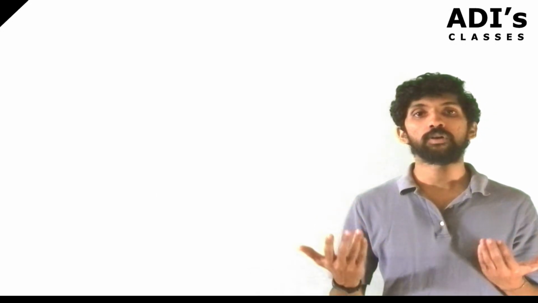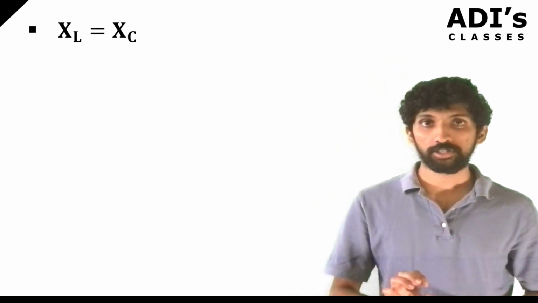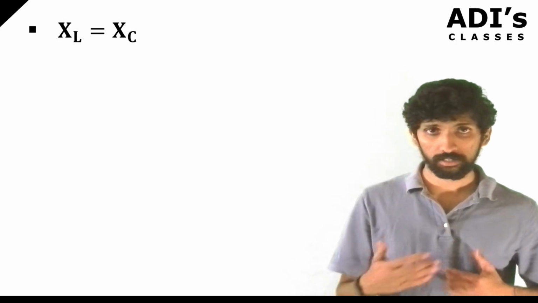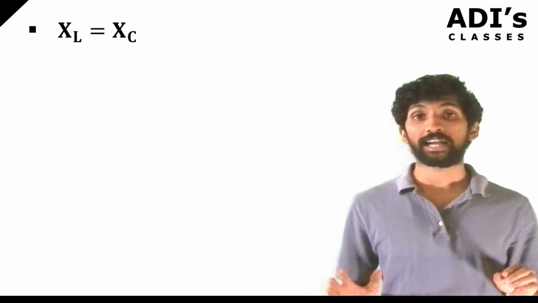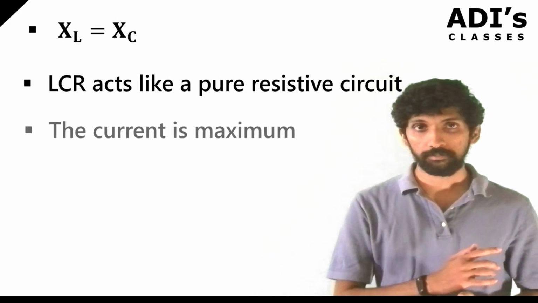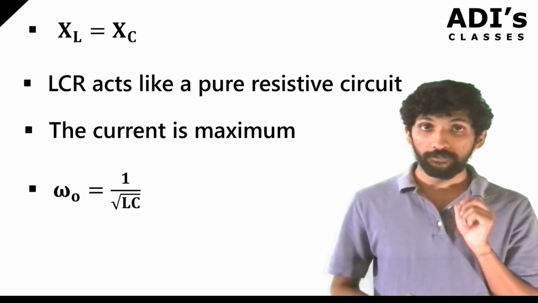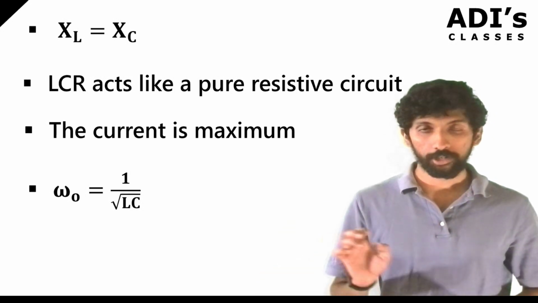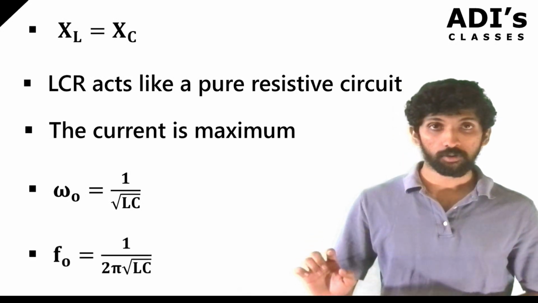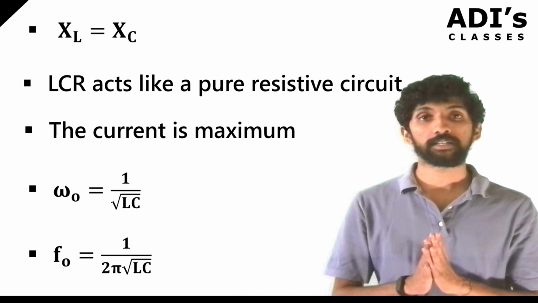Then we moved on to resonance. See, in resonance, what did we learn? Resonance is a condition where X_L and X_C are equal to each other. In other words, the whole LCR circuit acts like a pure resistive circuit, right? So the current will be maximum and the impedance will be minimum. Now, the resonating frequency was given by omega naught is equal to 1 by root LC, or F naught is equal to 1 over 2 pi root LC, correct? So this is what we learned in resonance.